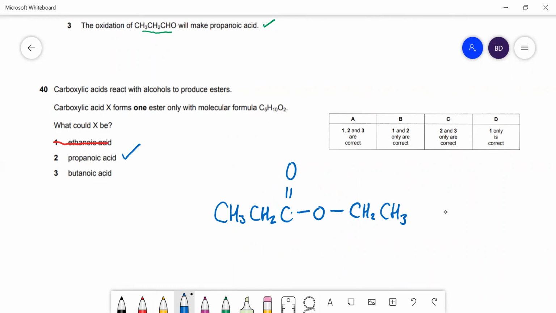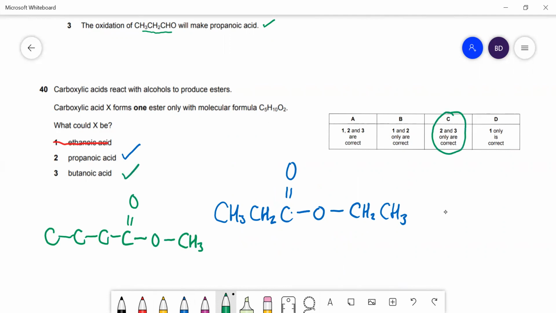And let's try butanoic acid. Well, butanoic acid, this is going to come from the butanoic acid. And you've only got 1 carbon to think about there. So it's only going to form that one. So those 2 and 3 are the answers. So the answer there is C. That is the end of the multiple choice paper.